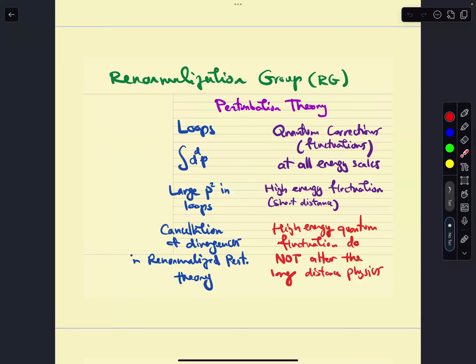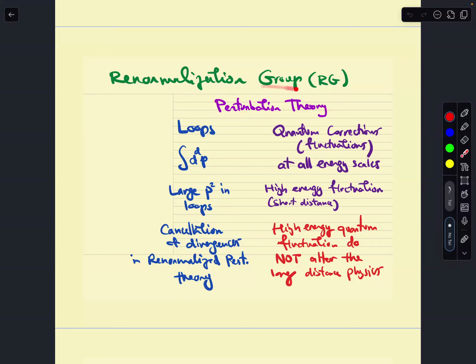So today we're going to be talking about the renormalization group, RG. We're going to start a new section of the course about renormalization. So let me first start a little bit higher level and conceptually.